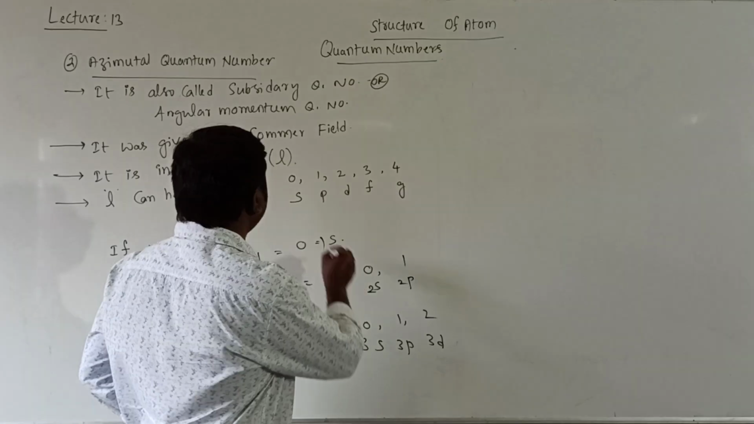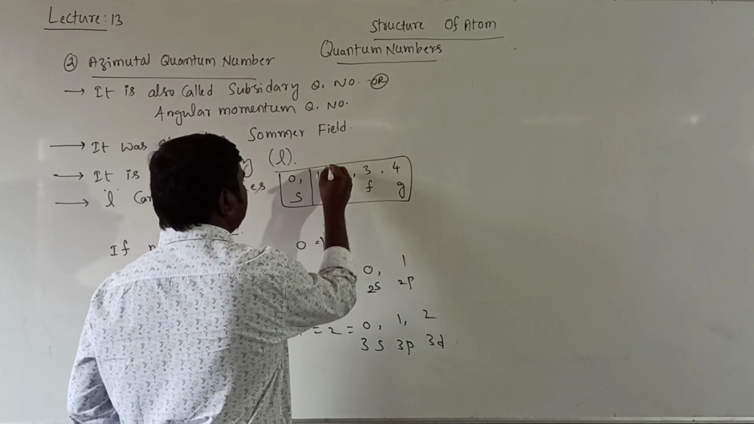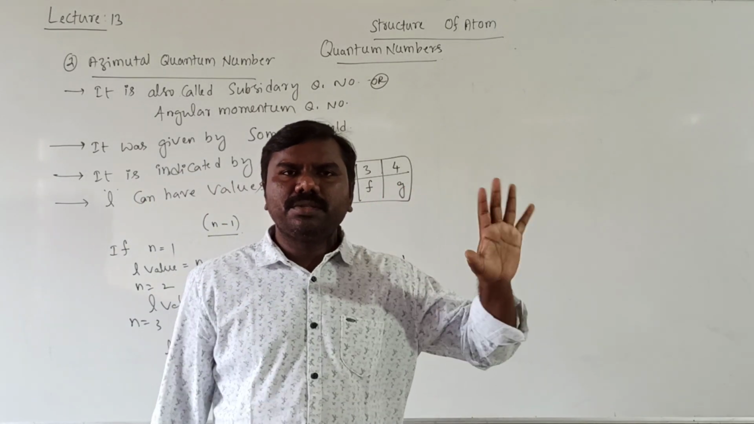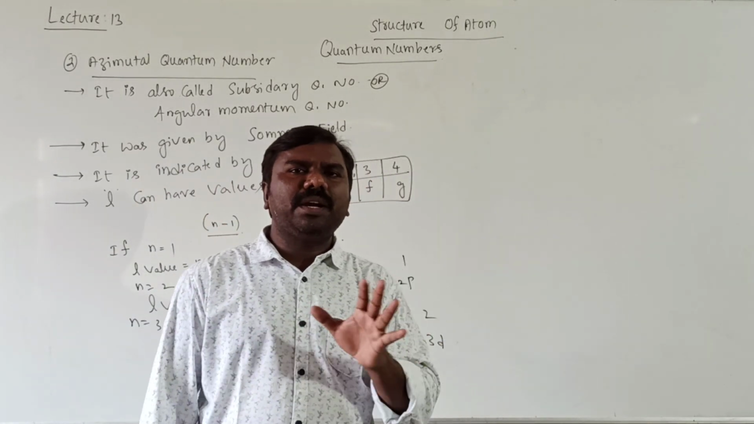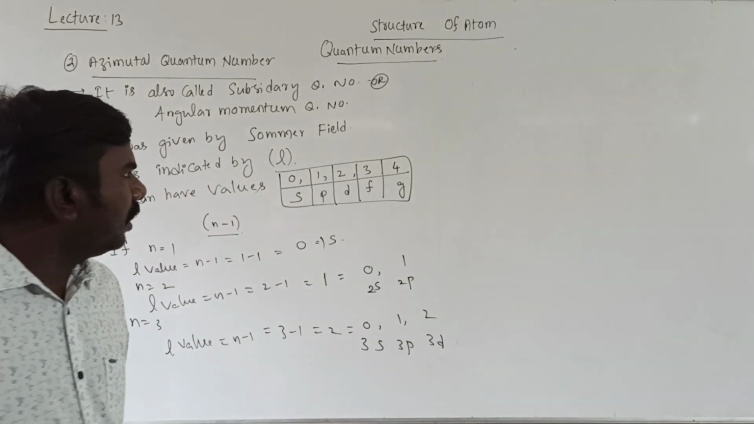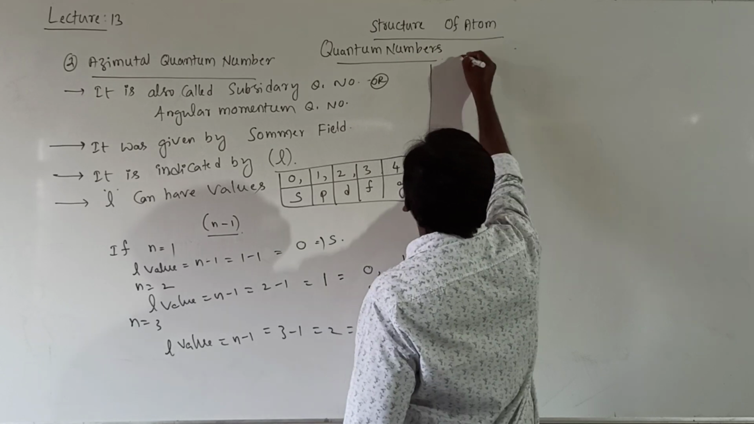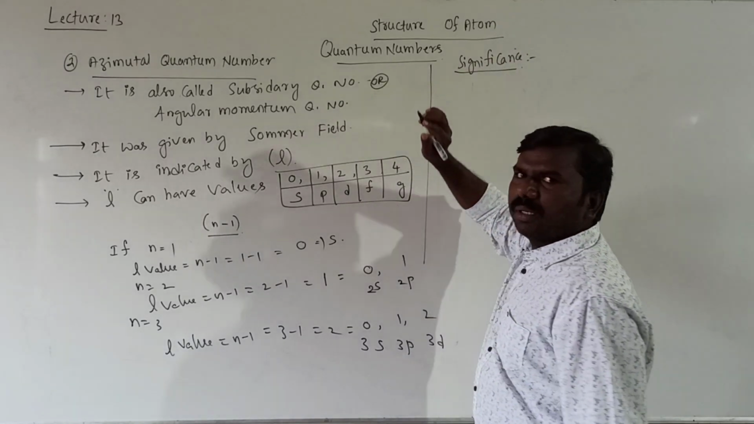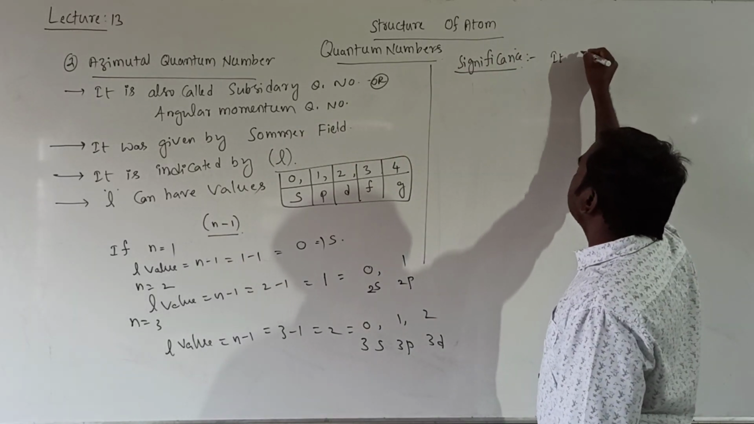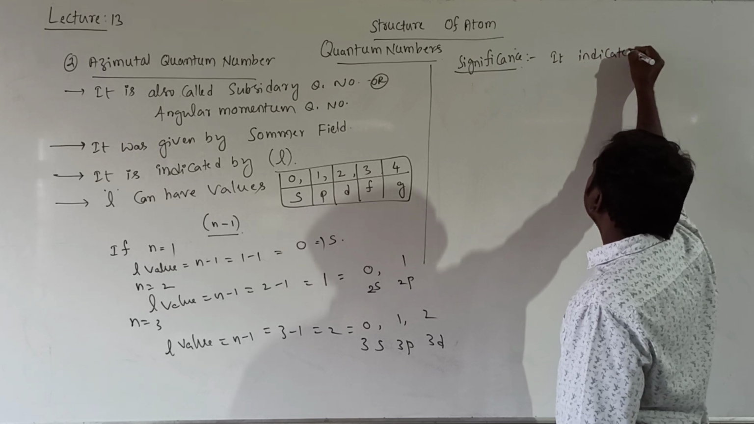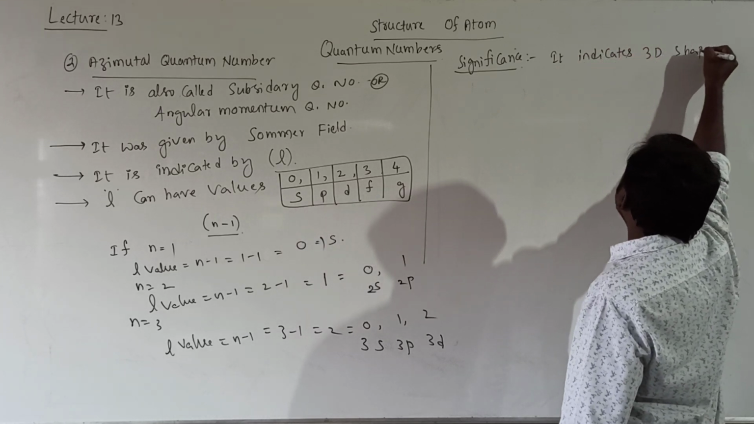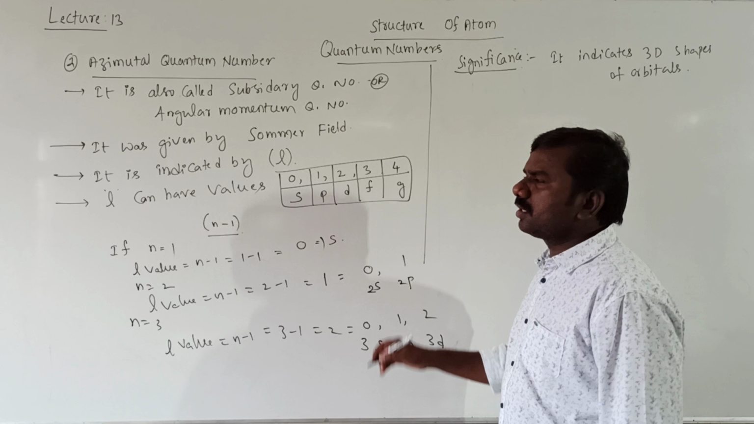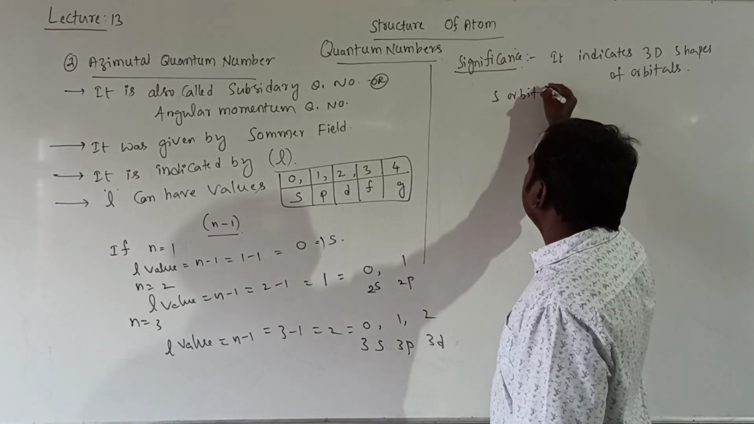Right, now you just remember this box, it is very, very important. L value and subshells: 0, 1, 2, 3, 4, that is s, p, d, f, g. Now, the significance of the azimuthal quantum number: it explains or indicates the 3D shapes of orbitals.